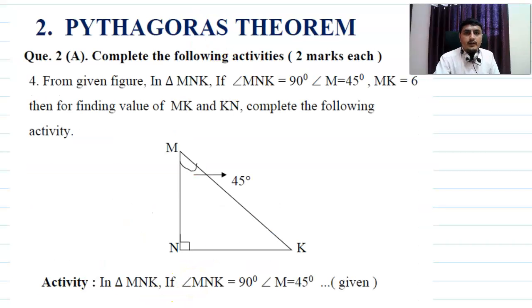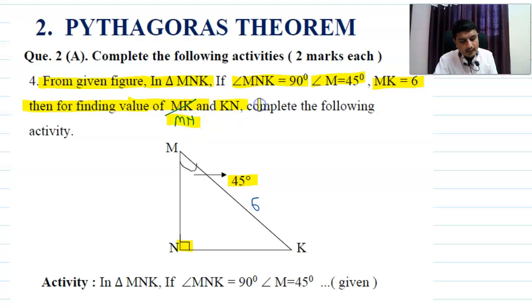Now the next activity, activity 4. From the given, angle N equals 90 degrees and angle M equals 45 degrees, MK equals 6. So let's put the value of MK on the figure, that is 6. Then for finding the value of MN and KN, complete the following activity.